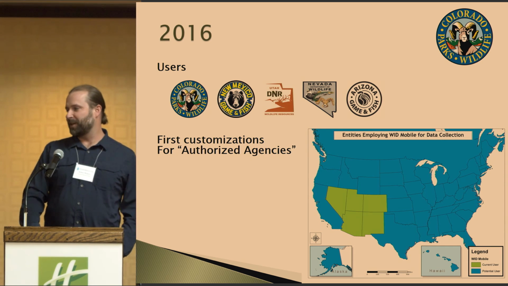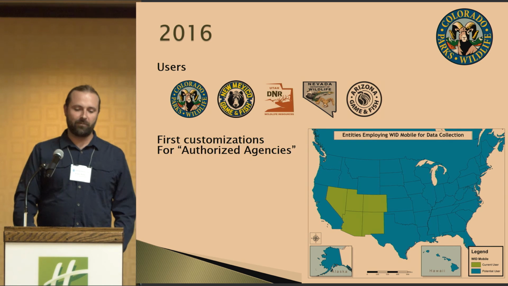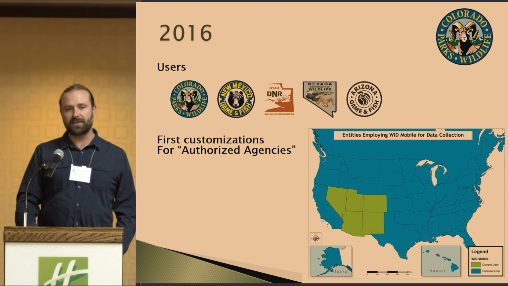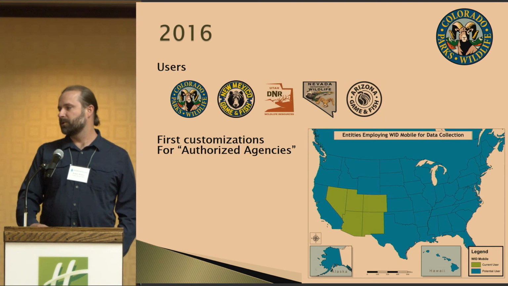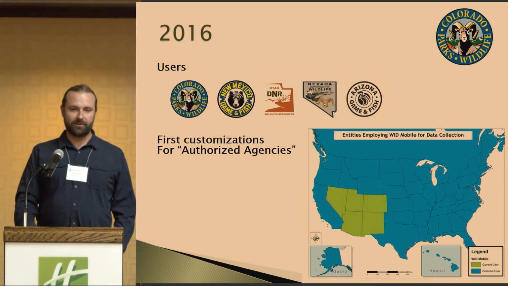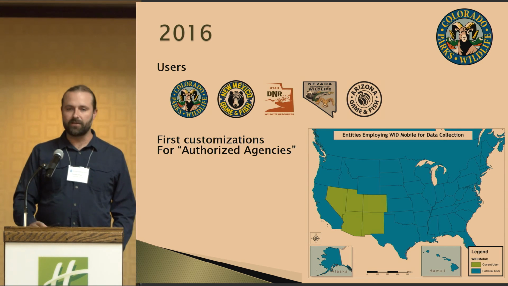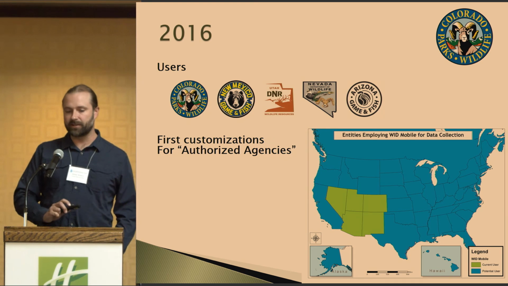In 2016, there was a really significant change to the application, and that was that we offered customizations through what we call an authorized agency. An authorized agency is just a user group within the application, and once you are set up as an authorized agency, you can set up your own preferences, which just means you can change the form that you're using for inspectors out there to record information in the field. By allowing people to customize the application, this became much more widely usable across the West, and we started seeing some pretty quick adoption. So you see there in 2016, we added the states of Nevada and Arizona.